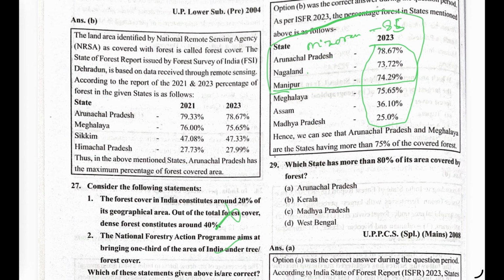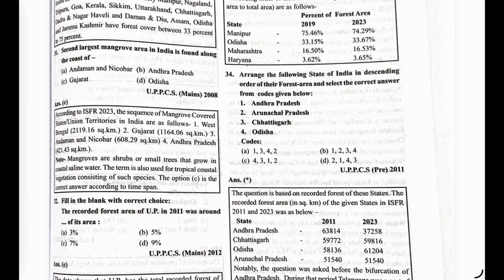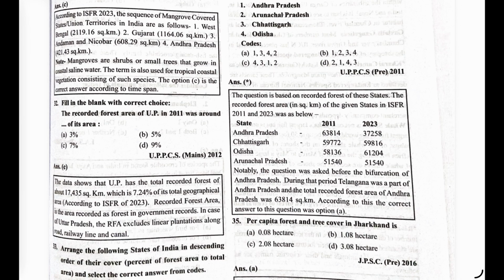Which state has more than 80% of its area covered by forest? Arunachal Pradesh, as per the Indian State of Forest Report 2021. Leave it. The second largest mangrove area in India is found along the coast of Gujarat. First is Sundarban, second one is Gujarat. Fill in the blank with the correct choice.